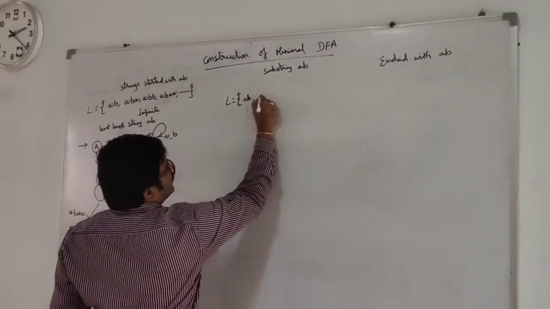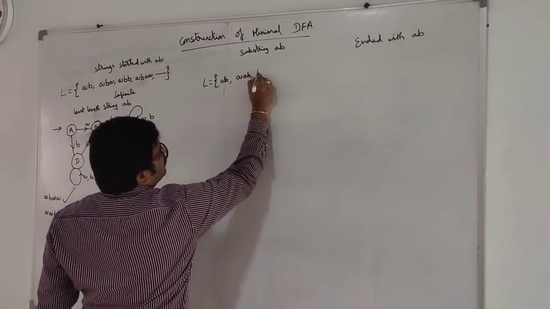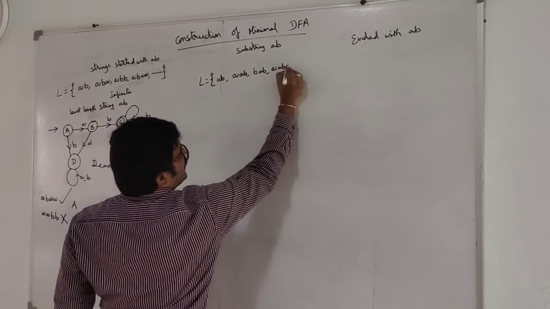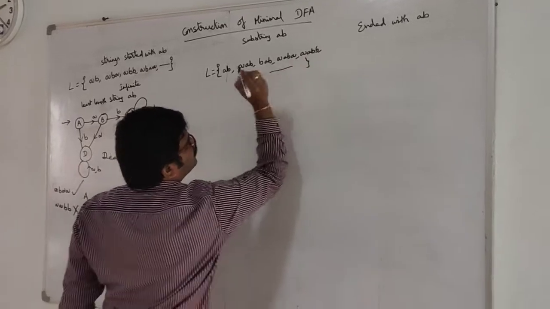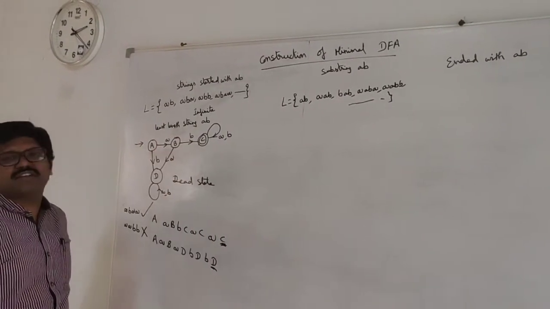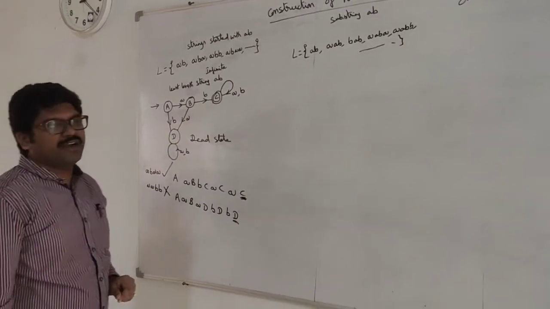And then here AAB, yes, it is also there. And similarly BAB, it is also there. And then AAB, yes, AABB, and so on. So now look at this language. Once again, this language is infinite.